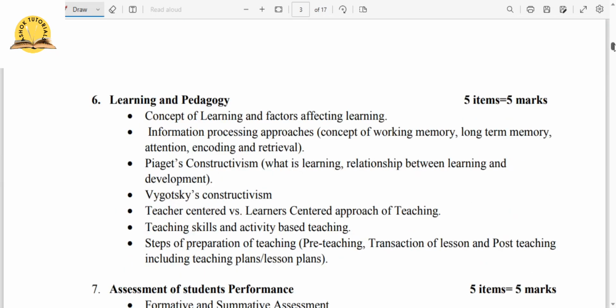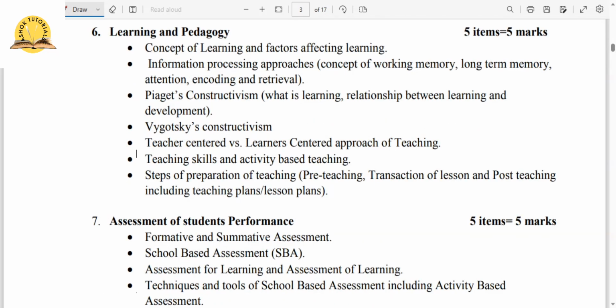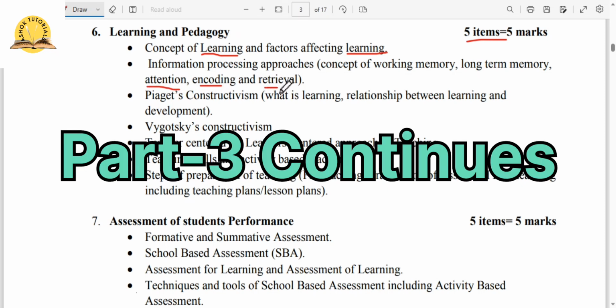The next we have is learning and pedagogy. Now let us come to unit 6, all right? So here, this unit is for 5 marks, all right? Here we will be discussing concepts of learning and factors affecting learning. So our main motto will be learning, right? What are the different concepts of learning and what are the different factors which affect learning altogether? Then information processing approaches, concepts of working memory. Then we'll be learning about long-term memory, right? Long-term memory and attention, then encoding and retrieval, right? Retrieval.